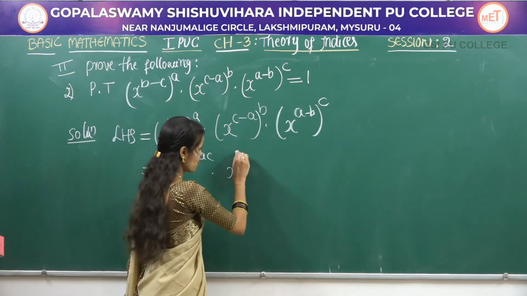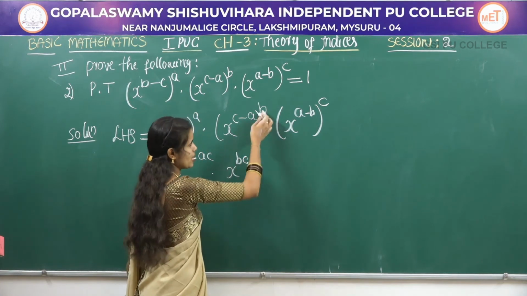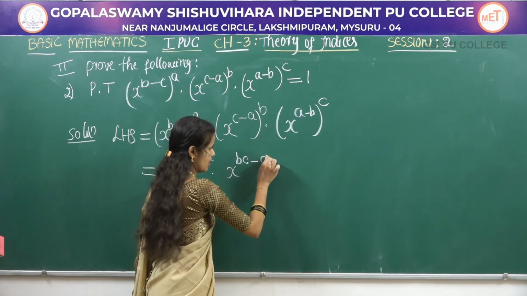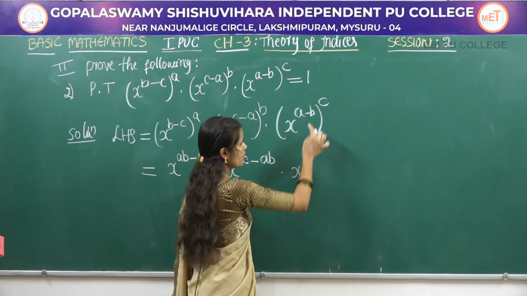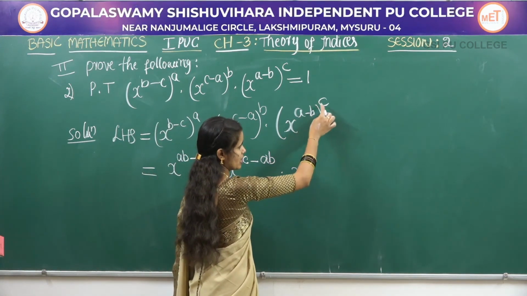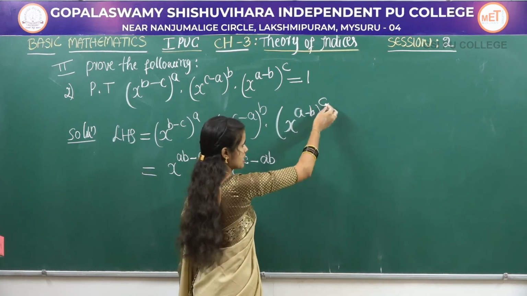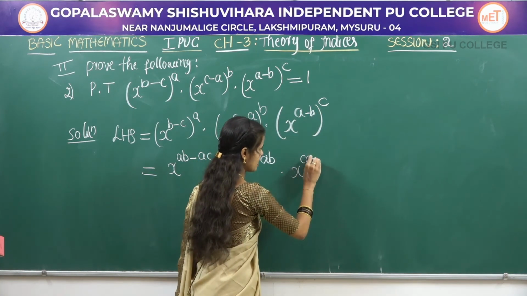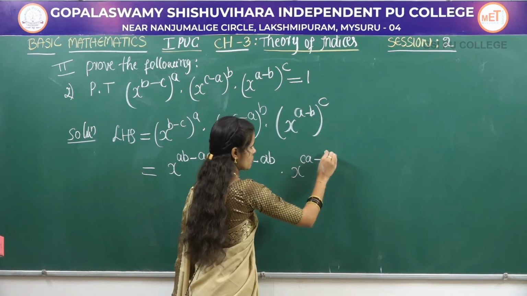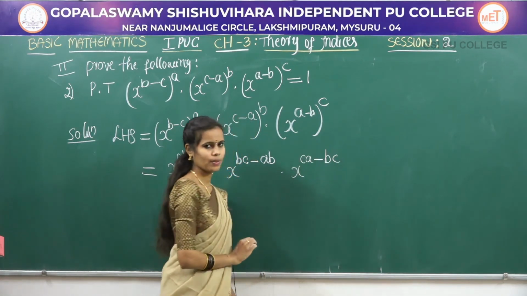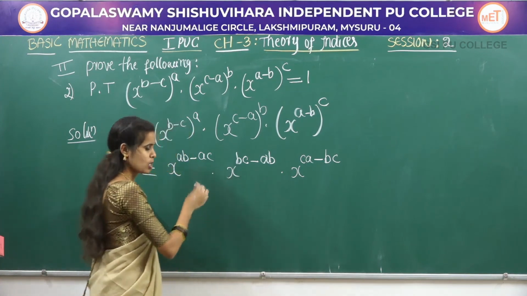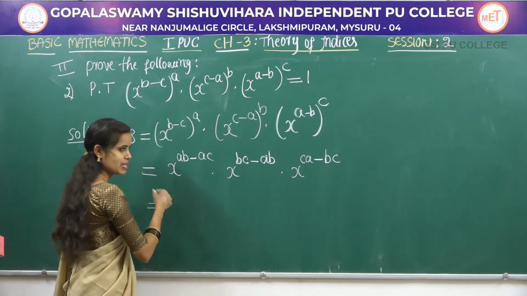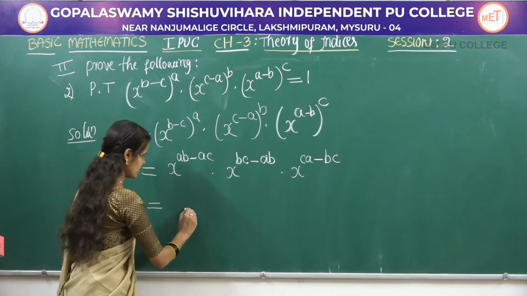b into c, bc, minus b into a, ab or ba. Okay. Next, x to the power of c into a minus b, or a minus b into c: c into a, ca or ac, minus b into c, bc. Okay. Now observe base x, x, x. The base is the same, so add the powers. That means apply the first law of exponents.